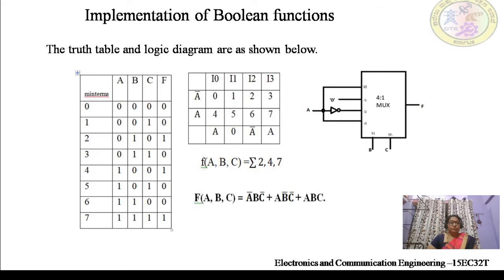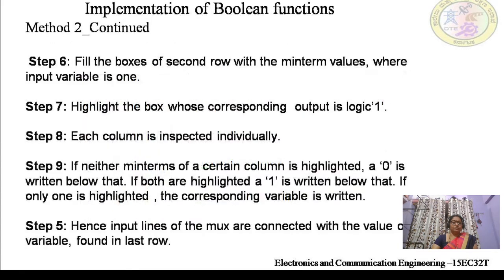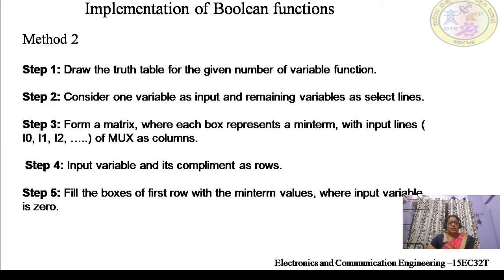See here. So totally there are three variables A, B, C, and it has totally 8 entries, 0 to 7. Here out of three variables, one variable is taken as input variable and the remaining variables are connected to select inputs. So here I have used A, B and C as the variables, and out of these three variables, B and C are connected to select inputs and A is taken as input variable.